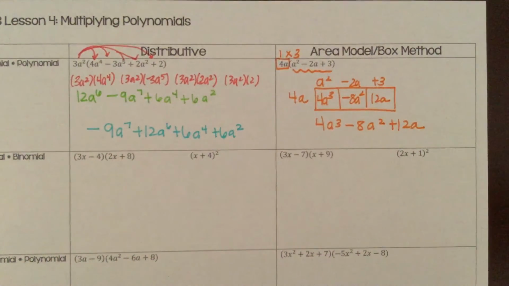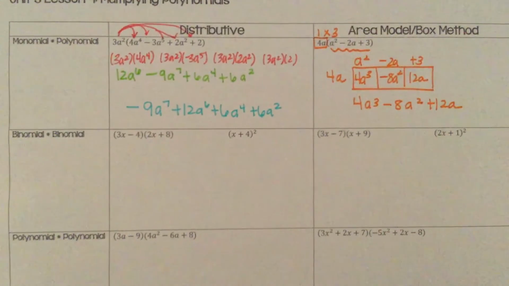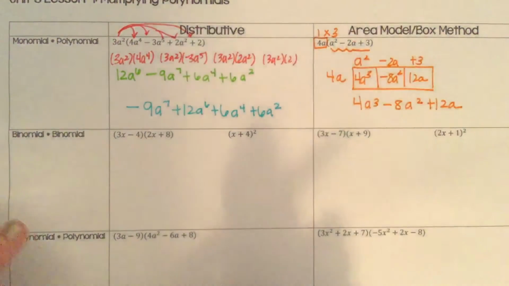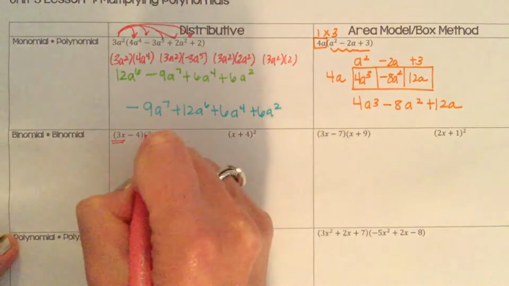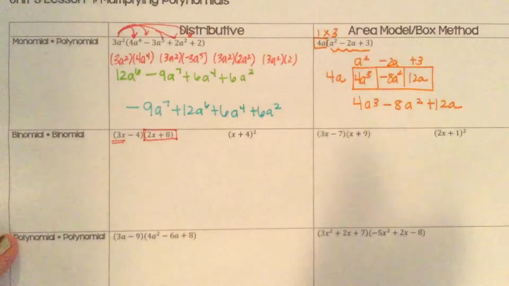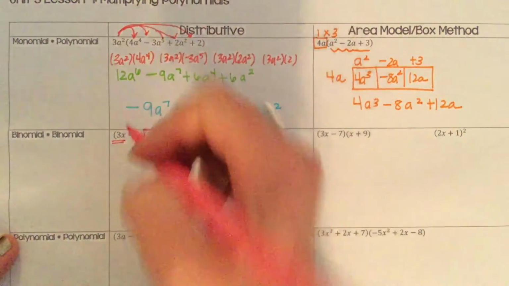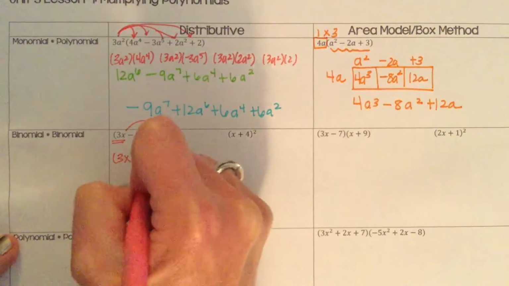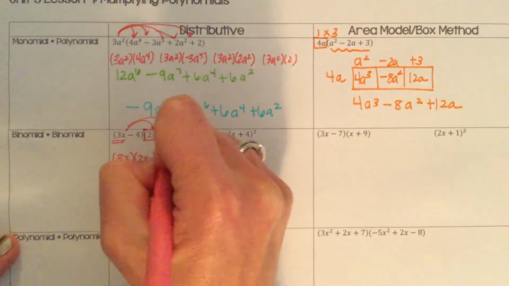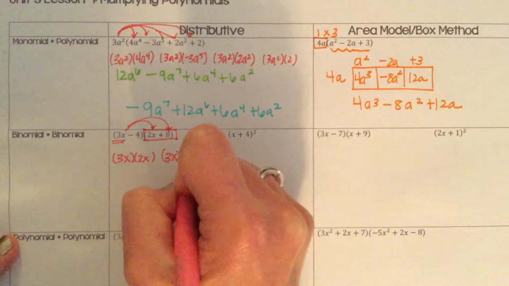We can use these same two methods to multiply now a binomial times a binomial. So with a binomial times a binomial, we just need to distribute. The first thing I see in this parenthesis is a 3x. I want to distribute that to both terms that I see over here. So 3x times 2x, and then the 3x also needs to get distributed to the 8.